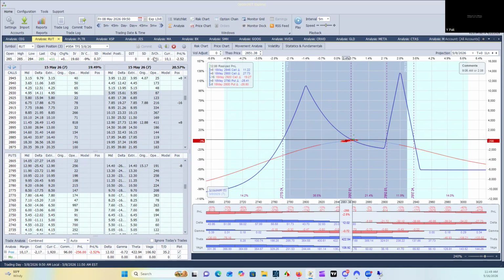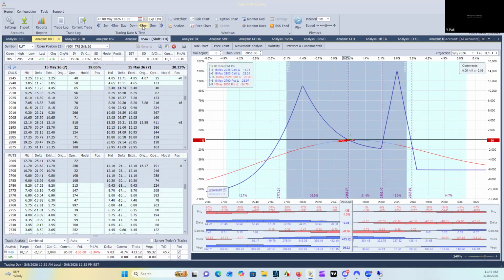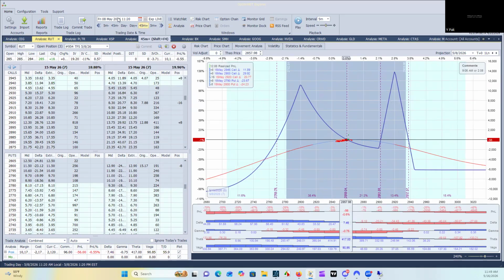So, anyways, let's move forward. So now we're down 136 bucks, which is okay. This is still within our trading strategy, and we're about delta 9 right now. Pretty flat here. Let's move forward. This is still that same day that I put on the trade on May 8th.